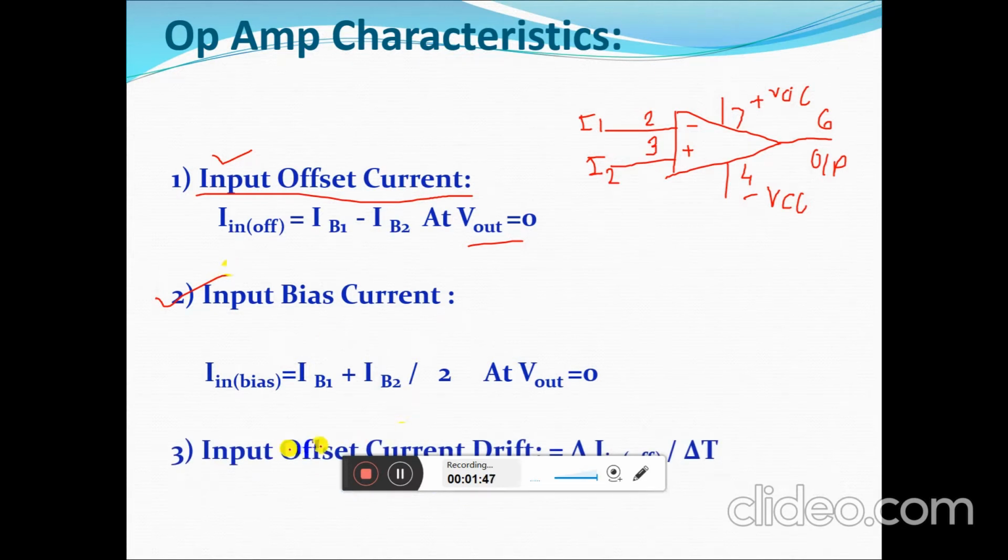Next one is the input offset current drift. The change in current with respect to the temperature is known as the input offset current drift. That is, the change in input current with respect to the temperature.